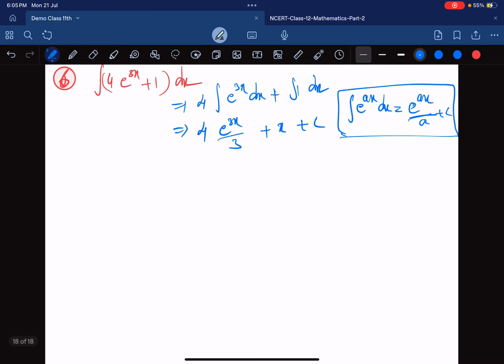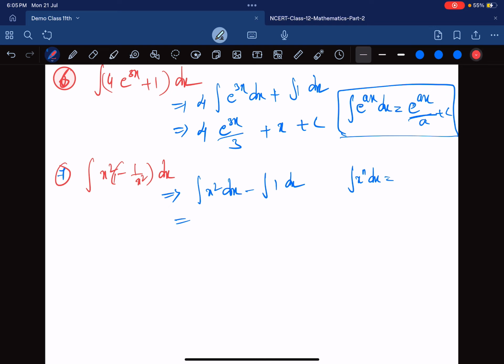Now the seventh problem, integration of x square minus x square times (1 minus 1 by x square) dx, which implies integration of x square dx minus integration of x square by x square, which is 1. You can cancel, that is 1 only. Now apply that integration of x power n dx is equal to x power n plus 1 by n plus 1 plus c. By applying this formula, we get x power 3 by 3 minus integration of 1 dx, which is x plus c. This is the final result.